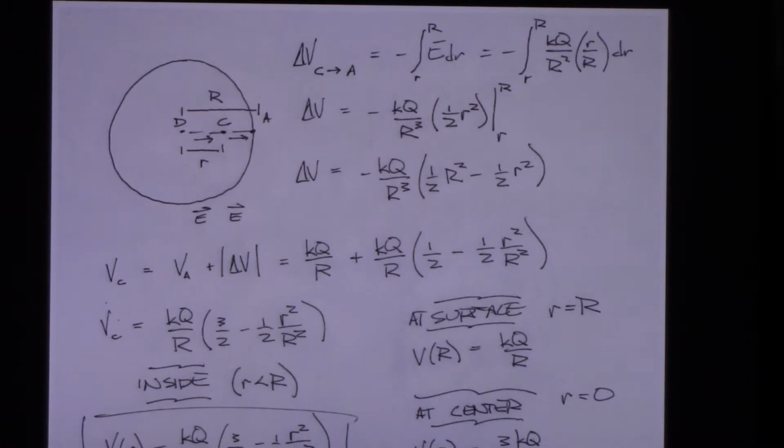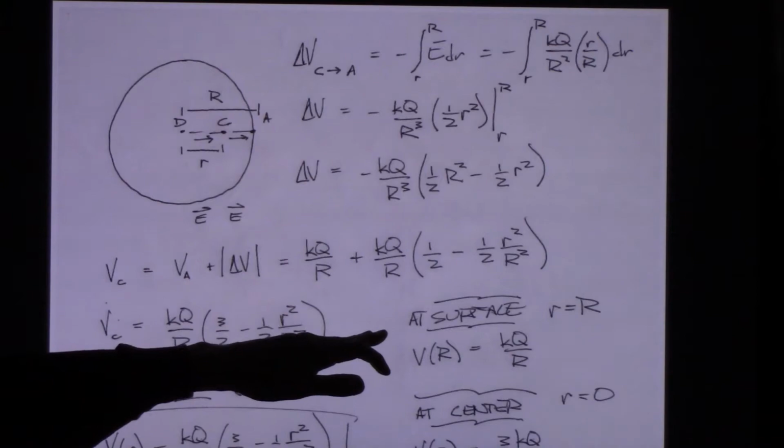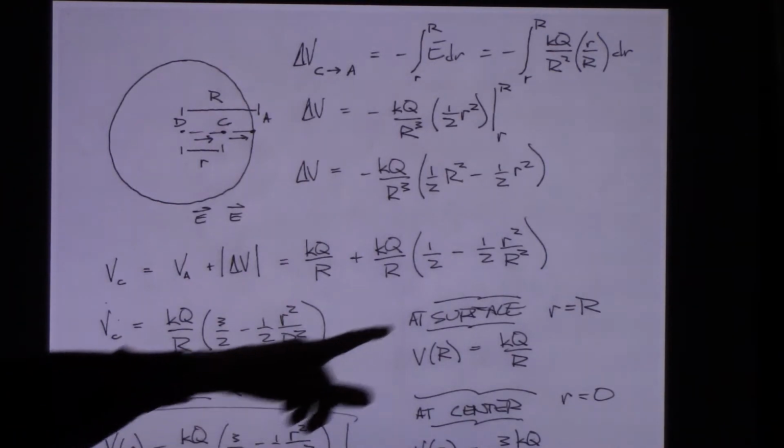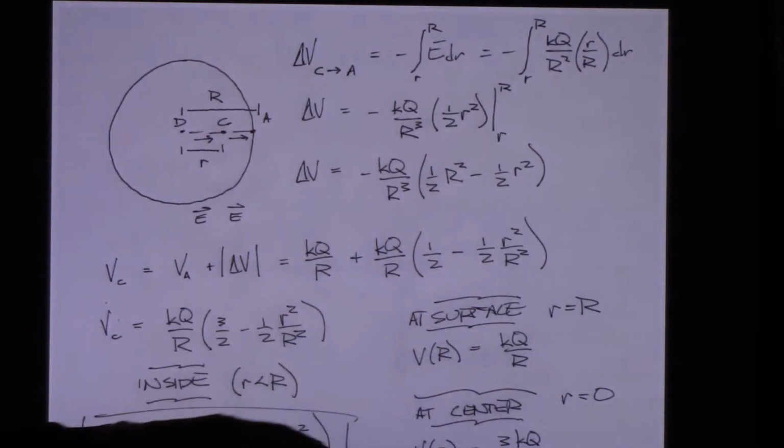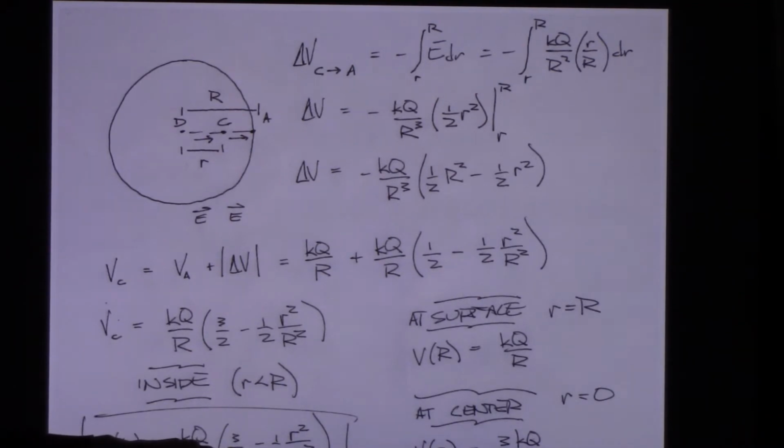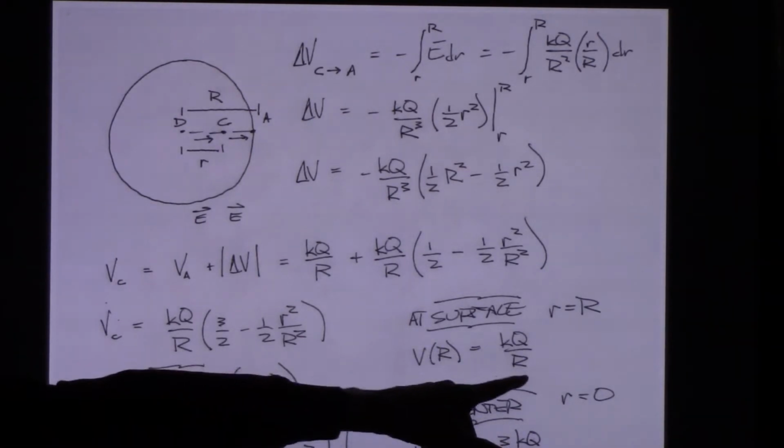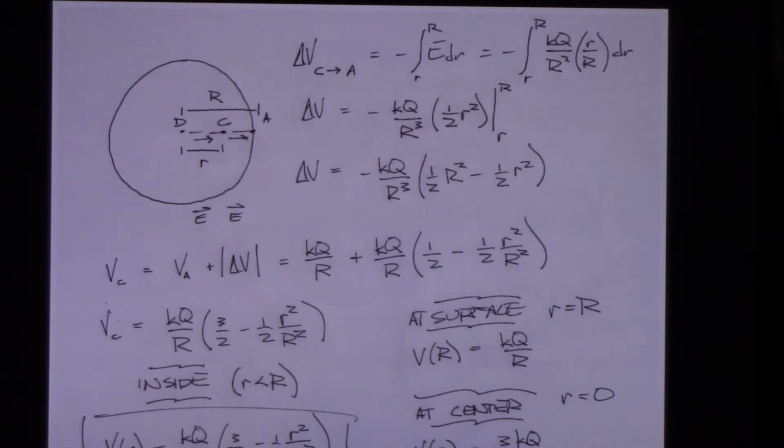So let's ask a couple of very important questions. What does that say the electric potential is at the surface? Well, at the surface, little r is equal to big R, and if I plug in big R, the r's cancel, and I get 3/2 minus 1/2. That gives me 1. That gives me kq over R, and the good news is that matches the answer we had before. We expect the voltages have to match up at the surface.